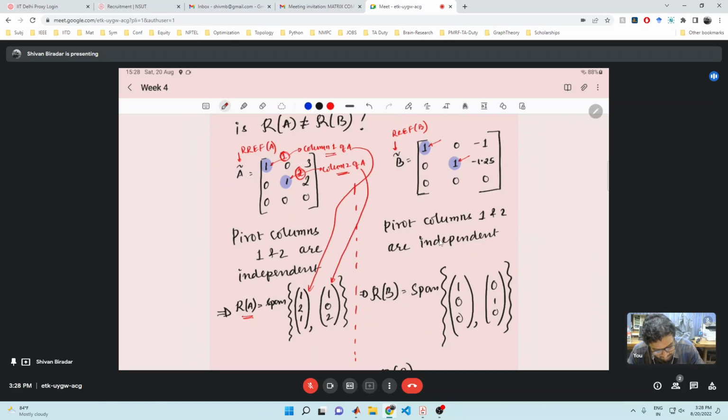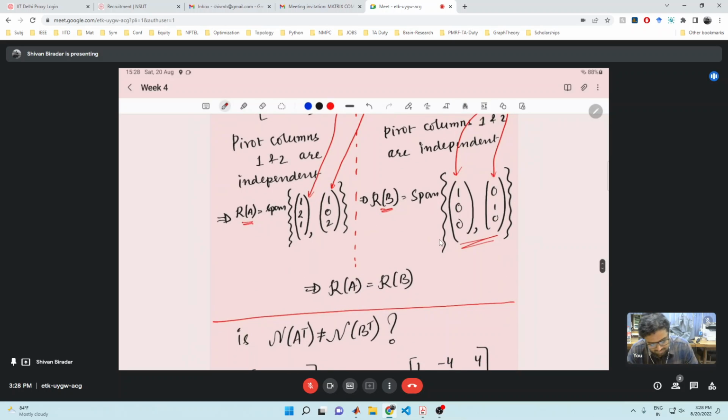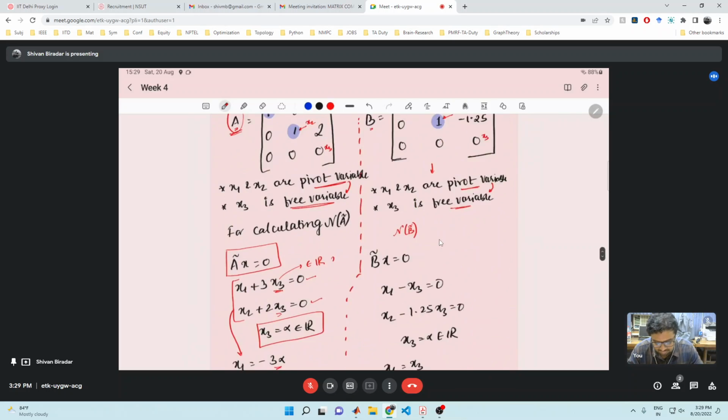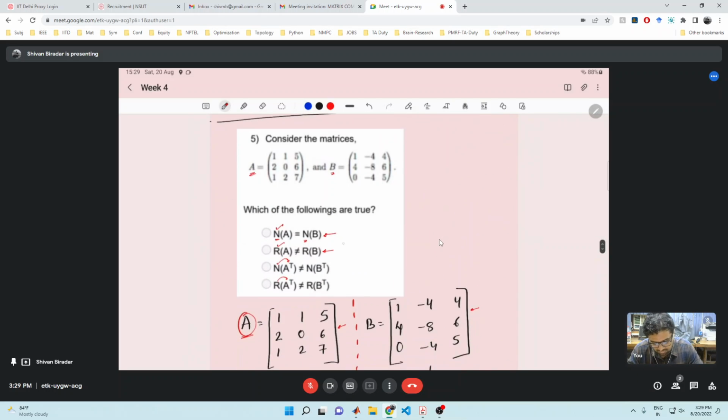Again, the same thing. The pivot here is in column 1. The pivot here is in column 2. So if we gather column 1 of B and column 2 of B together and write it like this, then these two vectors will span the range space of B. A very careful observation says that the range space of A is equal to the range space of B. So this is also not true.